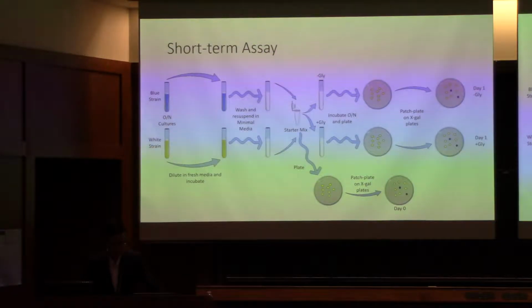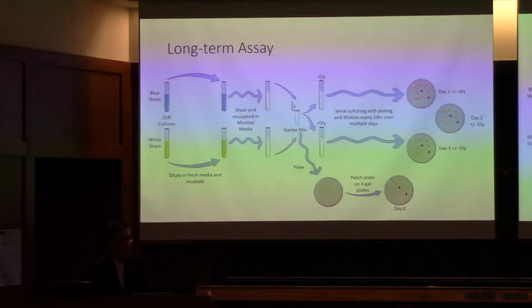And for the cultures, that's the starter plate. And for the plus and minus glycine plates, I would culture them overnight and also patch plate that as well. The long-term experiment that I use is very similar. The only difference is that I continue serial culturing over the span of a few days instead of 1 day.